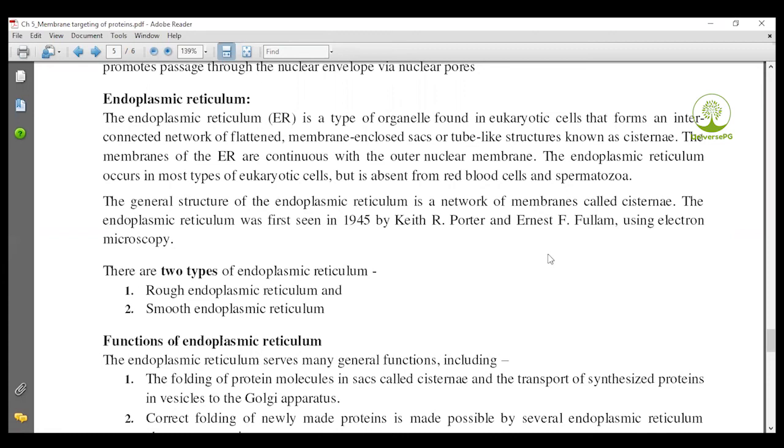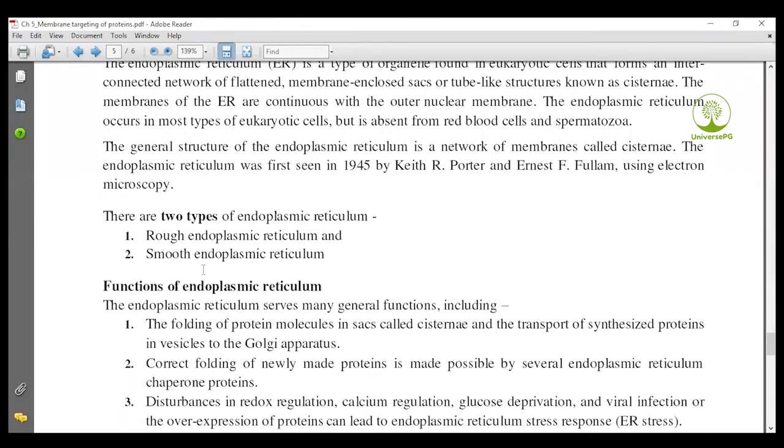The endoplasmic reticulum was first observed in 1945 by Keith R. Porter and Ernst F. Fullam using electron microscopy. Porter was also the first to coin the name endoplasmic reticulum, with its different functions and structural composition. There are two types of endoplasmic reticulum: rough endoplasmic reticulum and smooth endoplasmic reticulum.